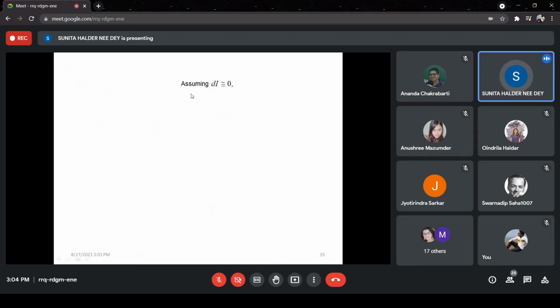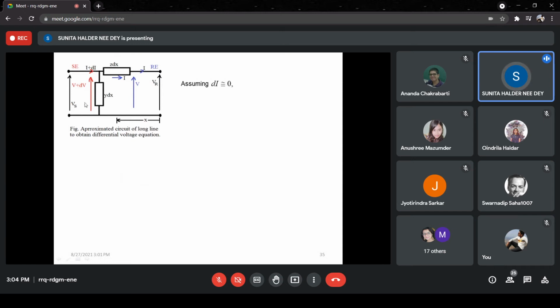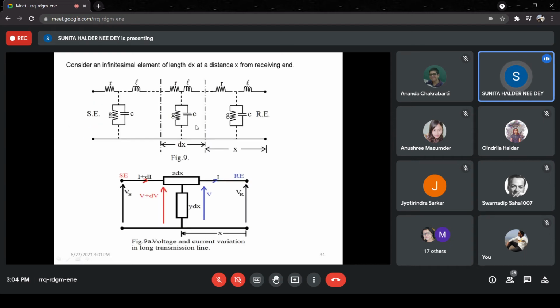So at first we assume dI is 0, that there is no change in current through this infinitesimally small length of the line. If there is no change in current, then there is only change in V. Through this small impedance with dx, the current is I. Initially the current was changing: current has changed from I plus dI to I, and voltage has changed from V plus dV to V.